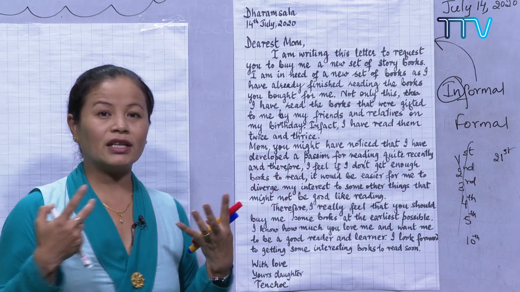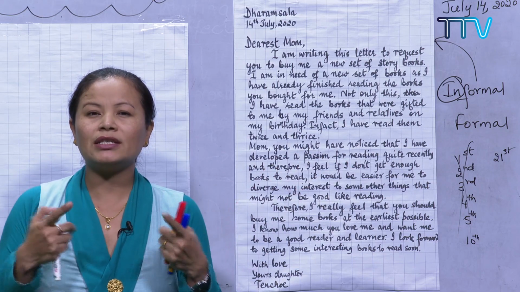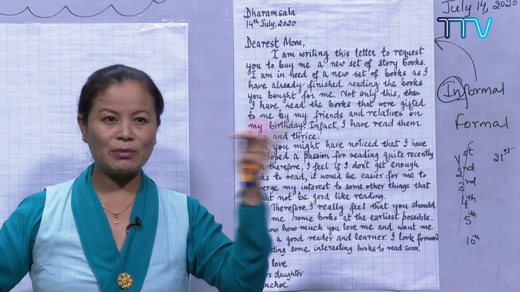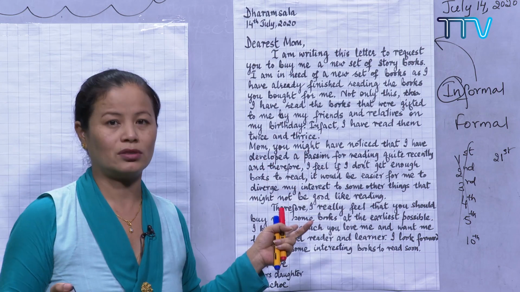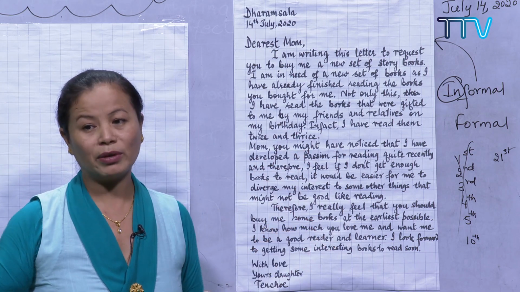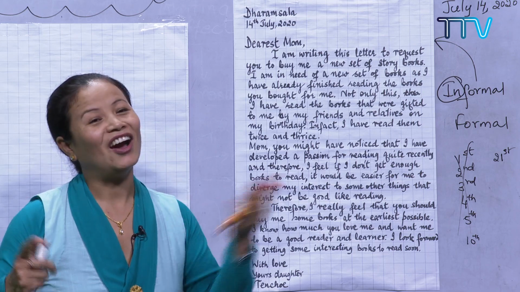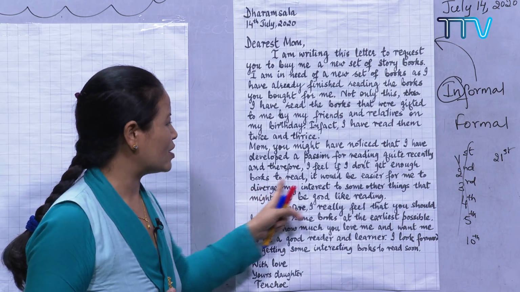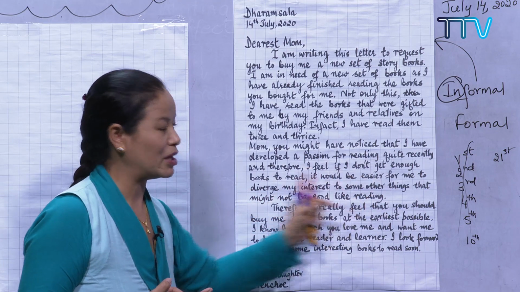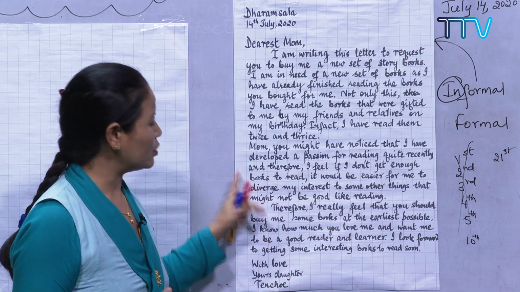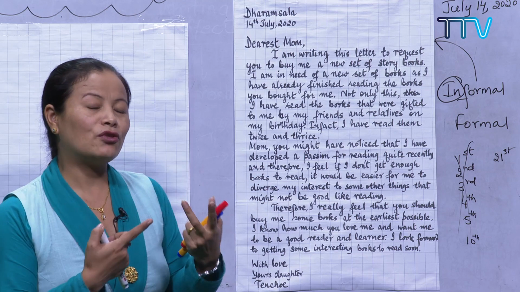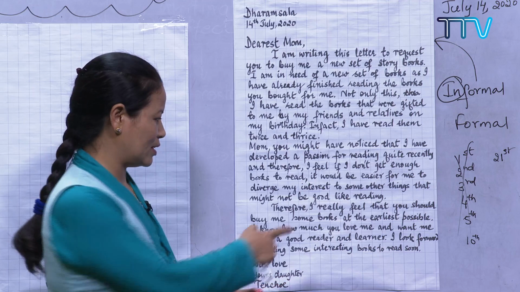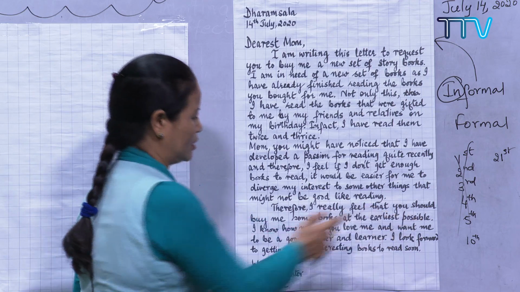And so if you don't get enough books, it would be easier for you to diverge your interest or find interest in some other things which may not be good. You may start liking playing PUBG as well, or any other things that wouldn't be that productive. So you are trying to tell your mom that it may happen, and therefore you are requesting your mom to buy books as early as possible. That's why I've written at the earliest possible.